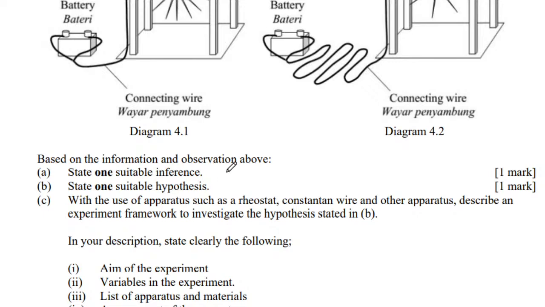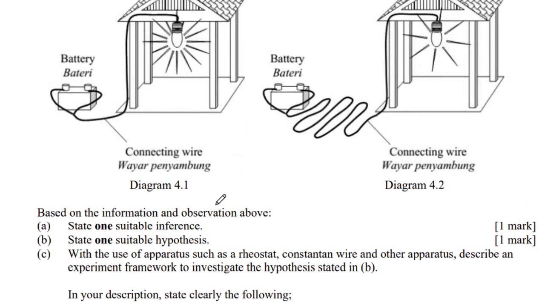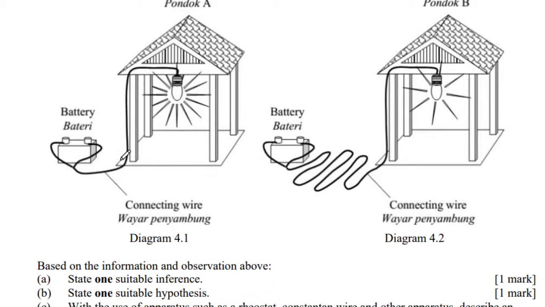So inference can write the same as just now, but now is focusing on the length. The shorter the wire, the brightness of the bulb depends on the length of the wire. Ataupun the resistance of the wire depends on the length. Yes, betul. Betul. Okay, inference can write about brightness. Hypothesis onward, no more brightness. Ingat lah.